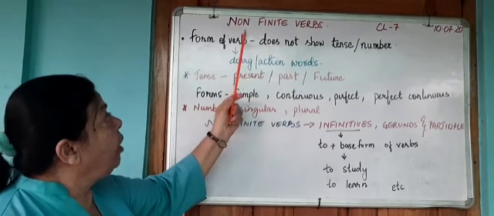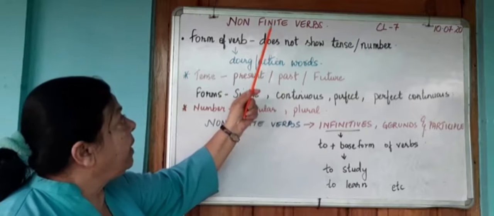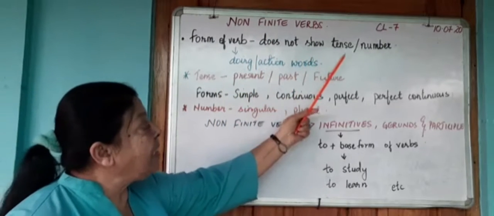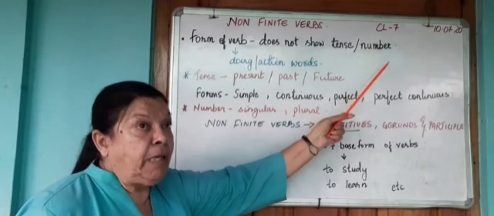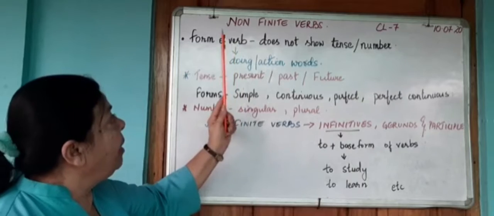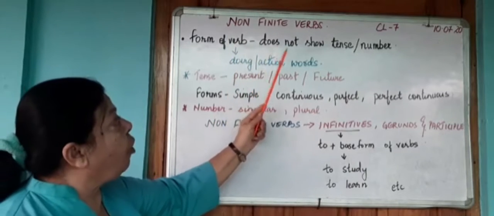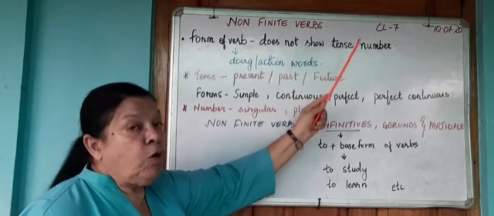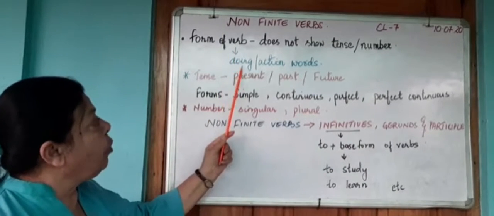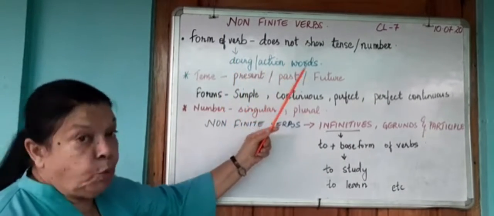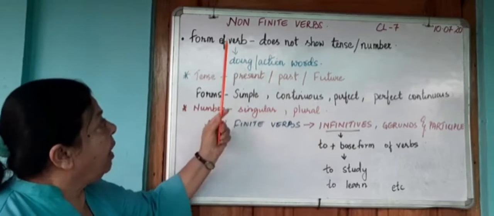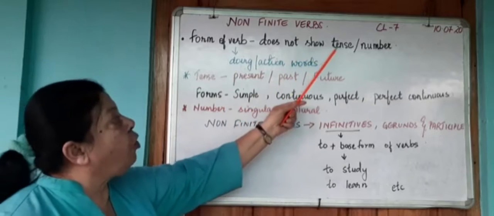Now, a non-finite verb is a verb which does not show tense and number. I repeat, a non-finite verb is a verb which does not show tense or number. Now you know that a verb is a doing or an action word. Verbs are doing or action words. Now these verbs do not show tense.